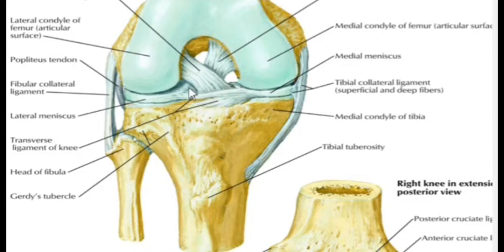The posterior cruciate ligament begins from the posterior part of intercondylar area of tibia, runs upwards, forwards and medially, and it is attached to the anterior part of medial condyle of femur. Now in the flexion and extension of knee joint, the anterior cruciate ligament is taut during extension and posterior cruciate ligament is taut during the flexion of the knee joint.